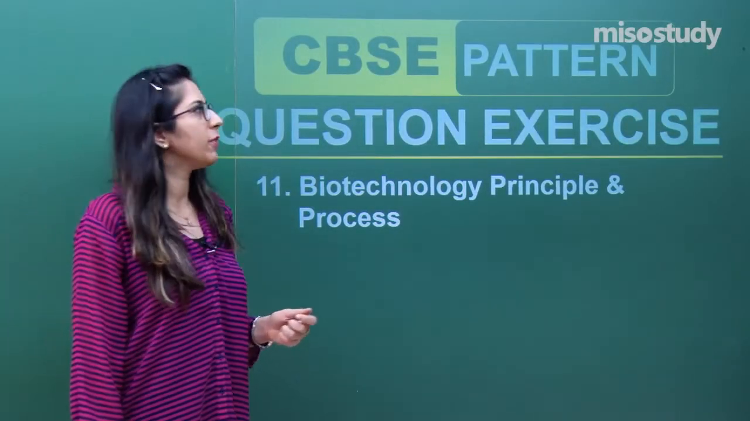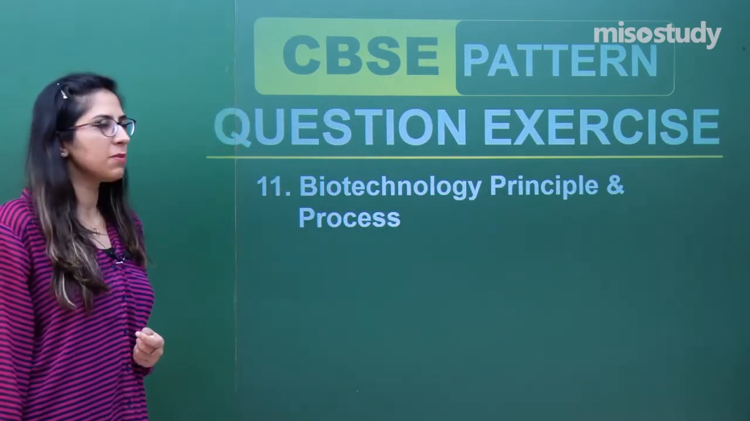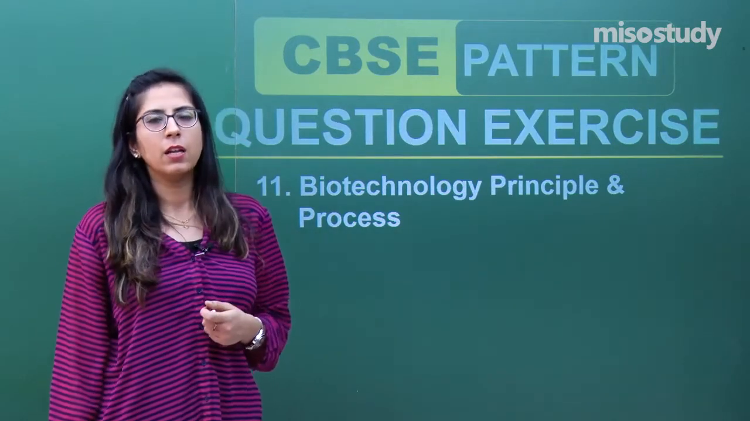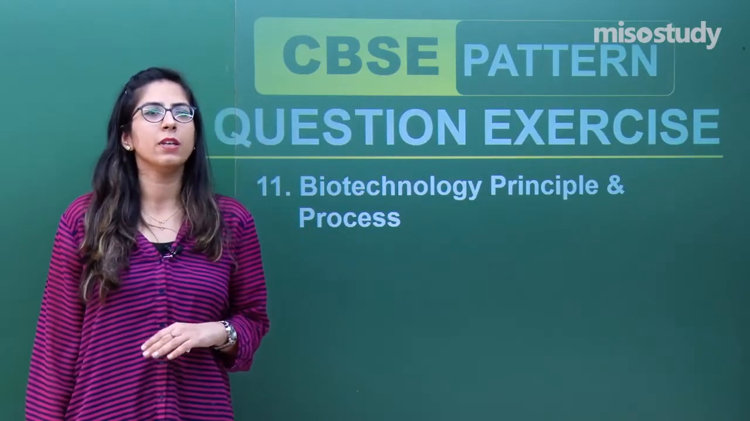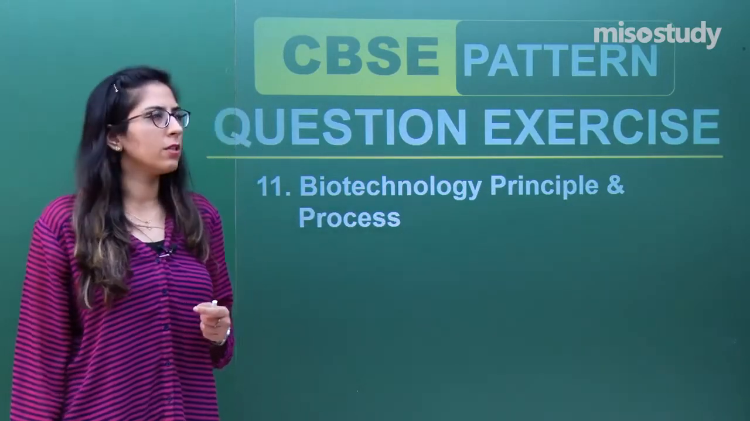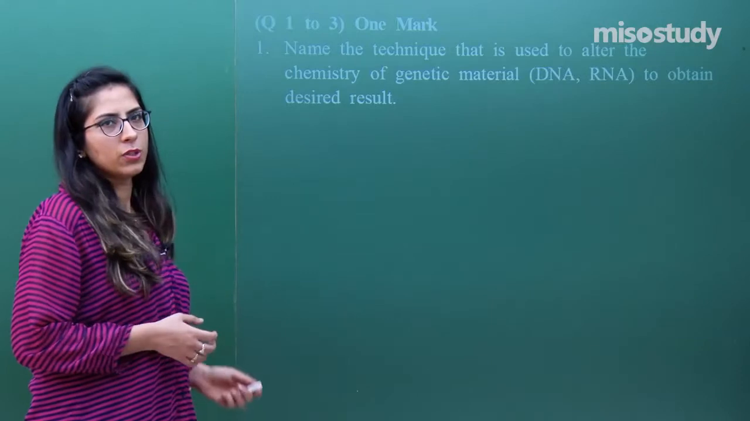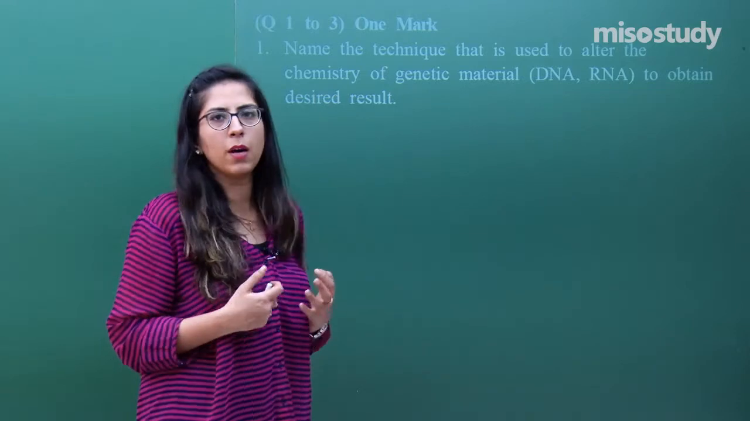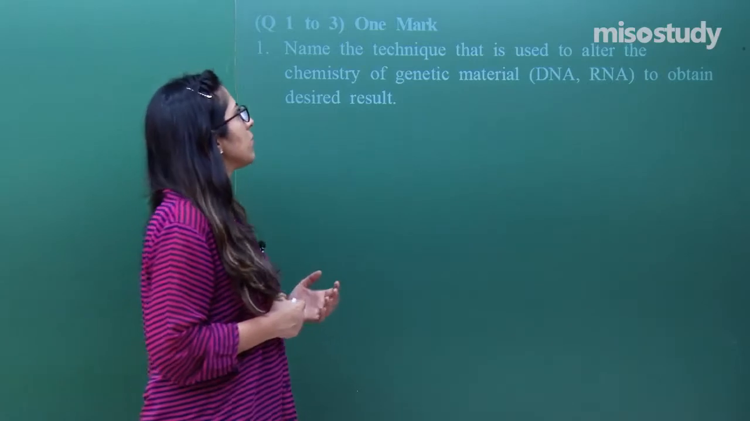In today's session, we will be discussing certain CBSE pattern question exercises for the chapter Biotechnology Principles and Processes. We have discussed the whole chapter in the earlier sessions. Now we will be revising certain questions, and those questions which I have included in today's session are important and also from previous year CBSE exams. So let's move forward. The different categories of questions I have included are 3 questions of 1 mark, 3 questions of 2 marks, 2 questions of 3 marks and 2 questions of 5 marks. I will tell you how to attempt such types of questions.